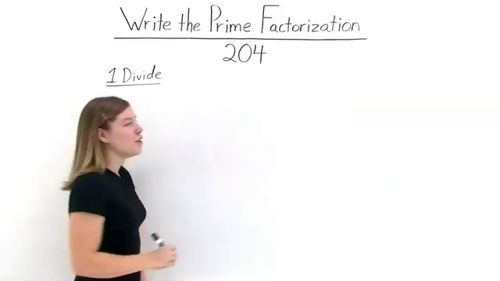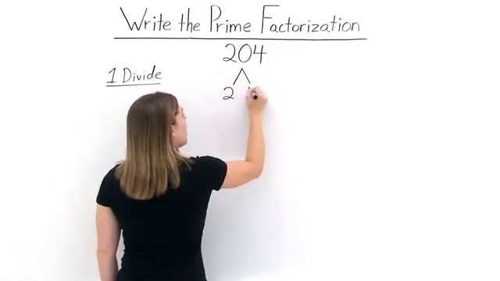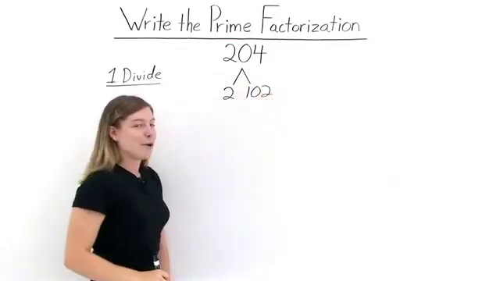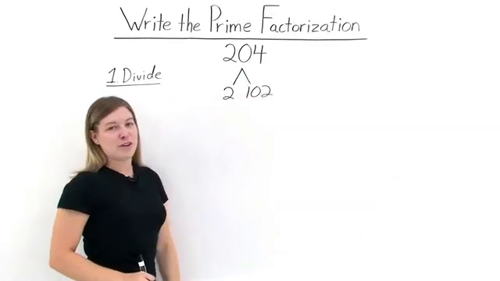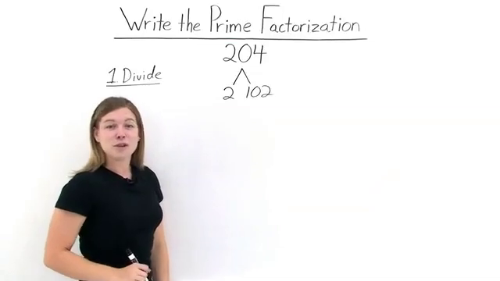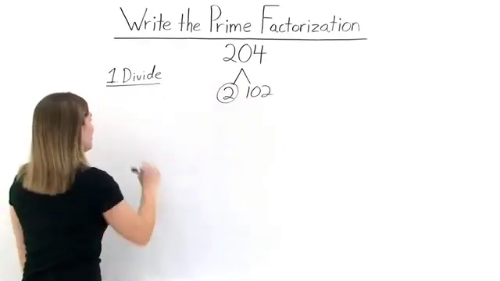That factor is 2. So we divide 204 by 2 and we get an answer of 102. So if we were to take 2 times 102, we get 204. Now since 2 is prime, we circle it. Now on to step number 2.